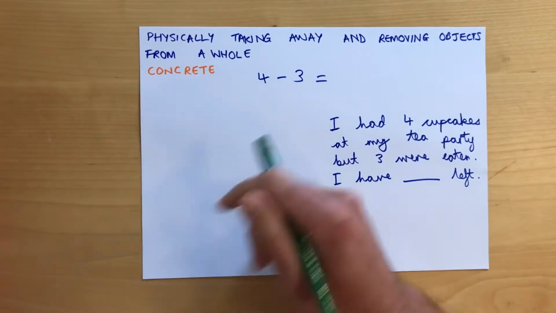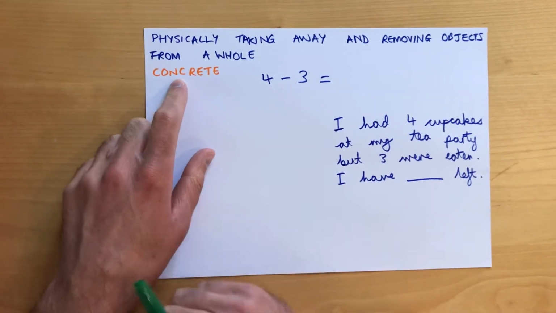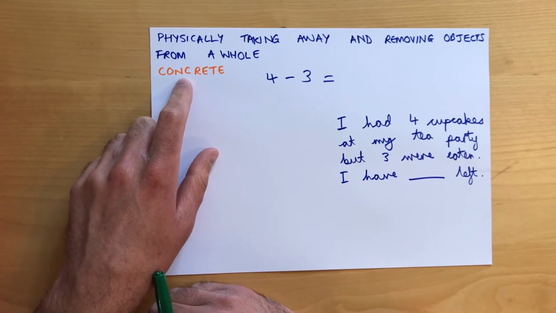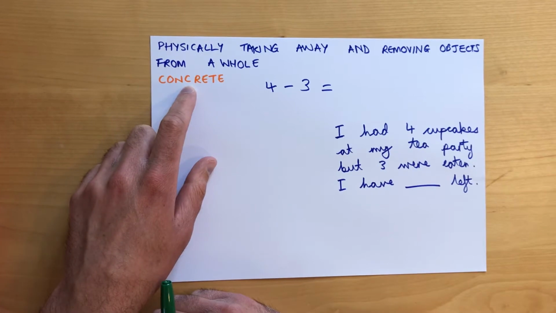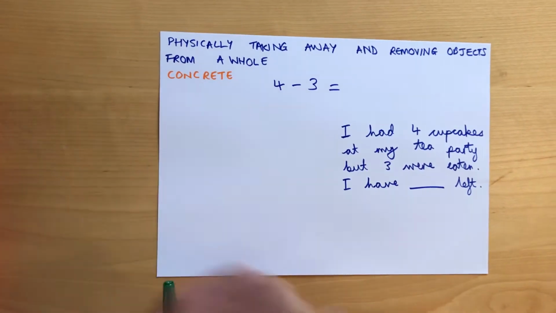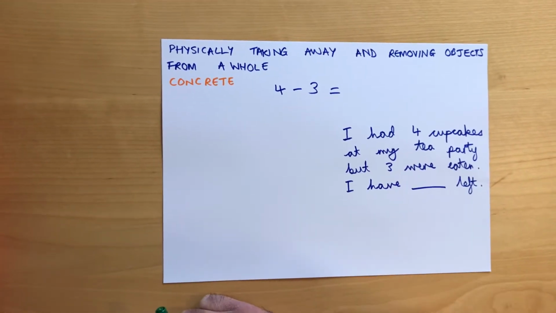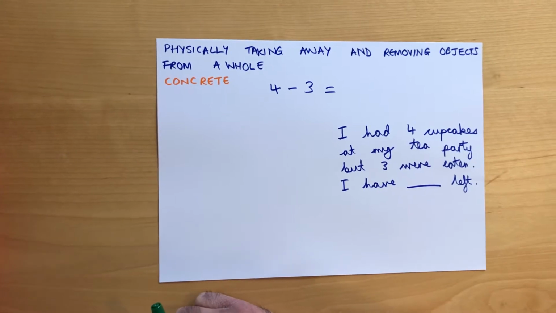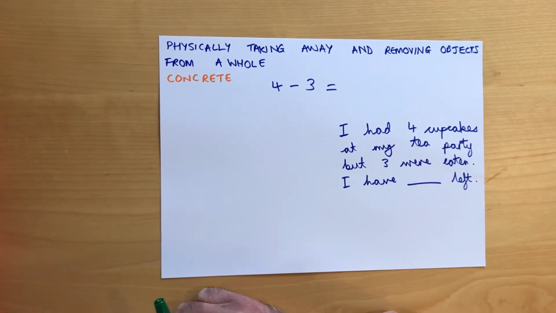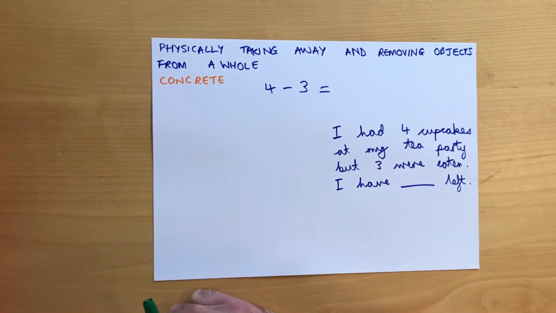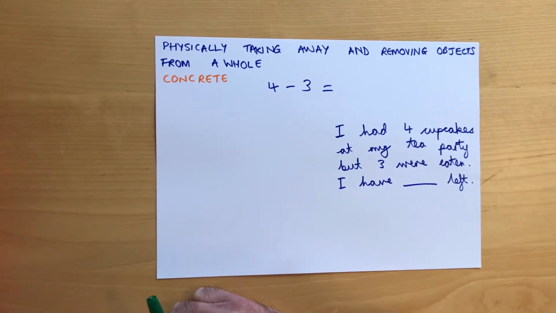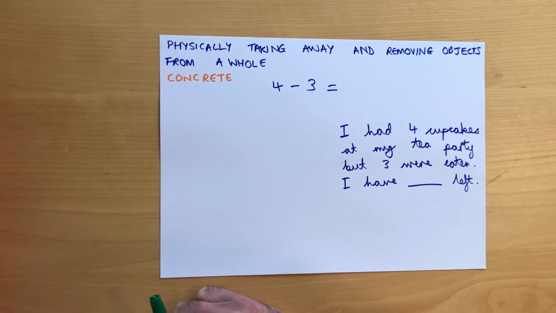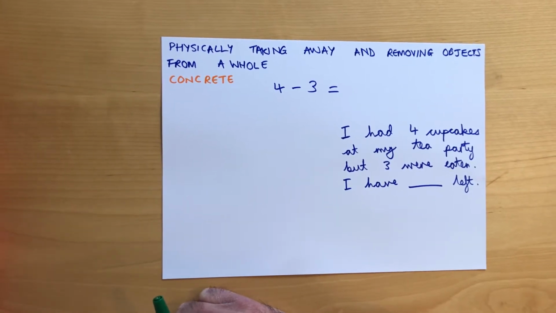Subtraction. This is the concrete method for physically taking away and removing objects from a whole. So remember that concrete means that I'm going to be using some objects to help me learn. You can use many different objects to do this. Toy cars, lolly sticks, bean bags, even balls of socks. In fact, everyday items around the house are really good because you can make problems that occur in real life, including with money. Your objects can represent ones or tens.